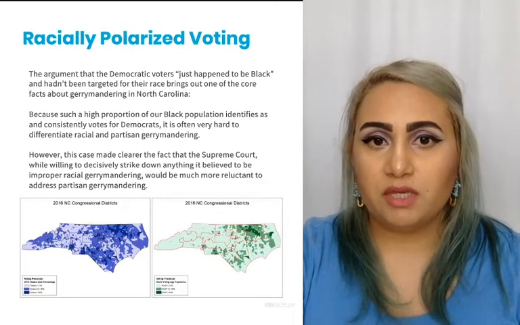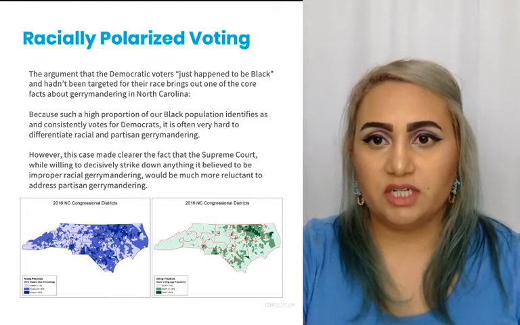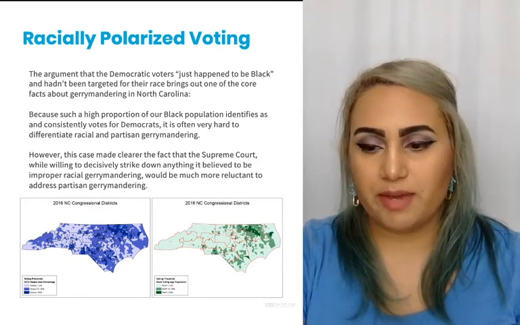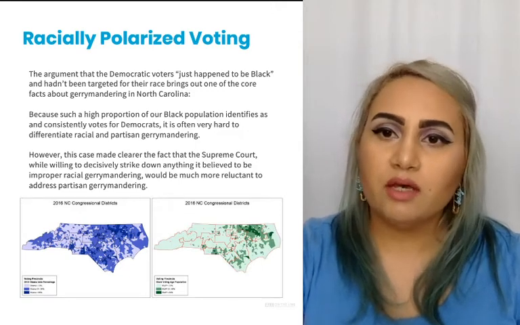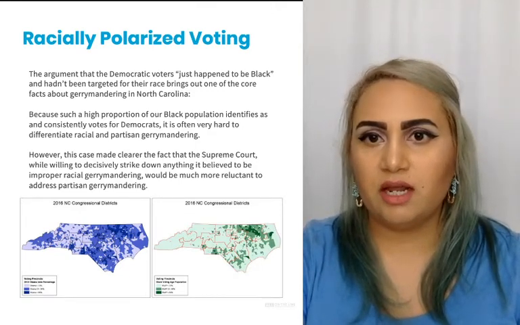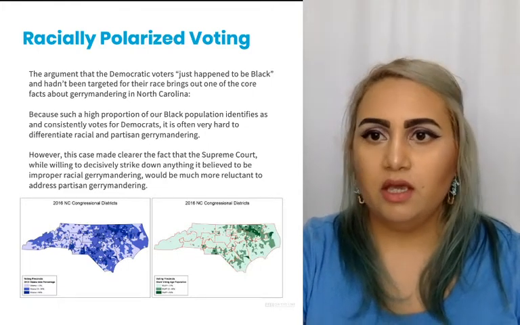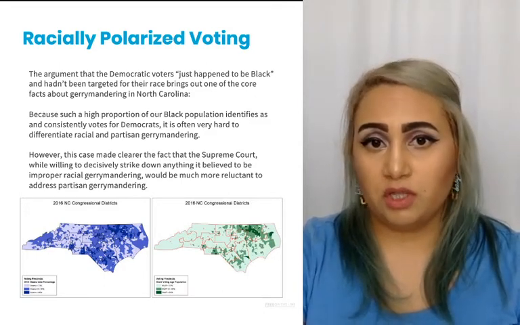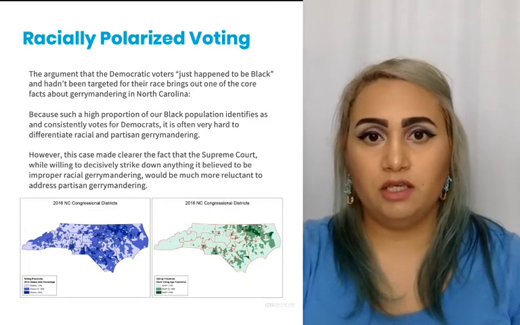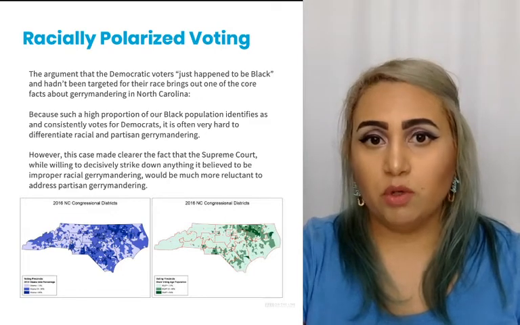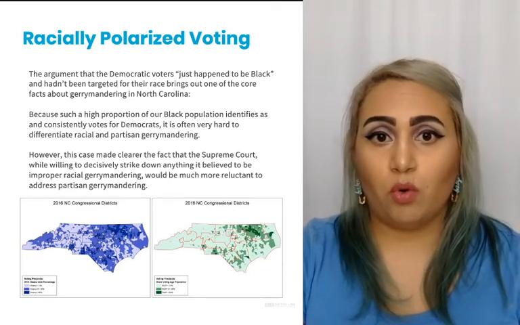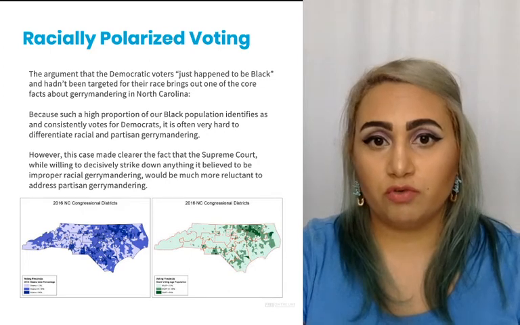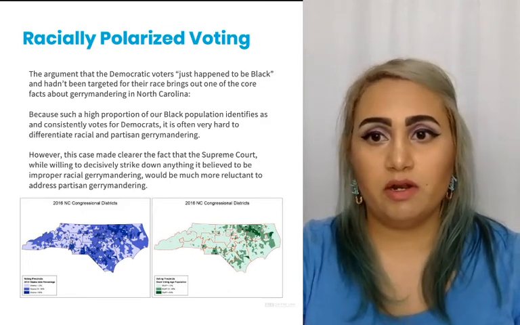So the argument that was made here that the Democratic voters in the district hadn't been targeted for their race, but they just happened to be Black, really brings out one of the core facts about gerrymandering in North Carolina. And that is, because such a high proportion of the Black population in this state identifies as and consistently votes for Democrats, it's often really hard to differentiate racial and partisan gerrymandering. A lot of the time, you are just relying on the legislators' representations of what they're telling you that they're doing. So, like with the Supreme Court, the legislature had submitted evidence that they were just doing this for partisan reasons, but it's really difficult to tell because there is such a huge overlap between partisan identification and race in North Carolina.